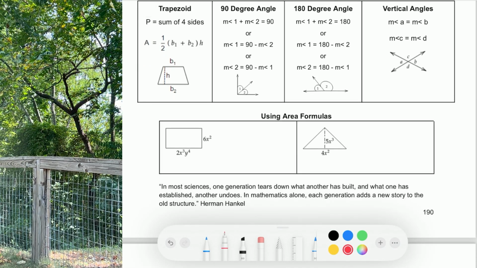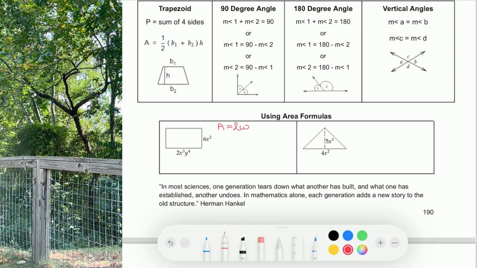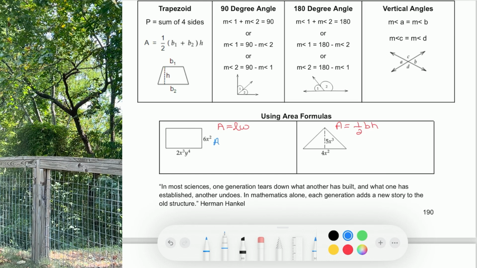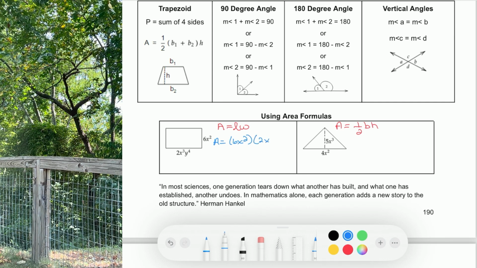Remember, the area of a rectangle is length times width, and our triangle is 1/2 base times height. All right, so our rectangle, I need to write my sides as though they're being multiplied against each other because it's length times width. So I have my 6x squared times that 2x to the power of 3, y to the power of 4. I'm going to use my product rule.